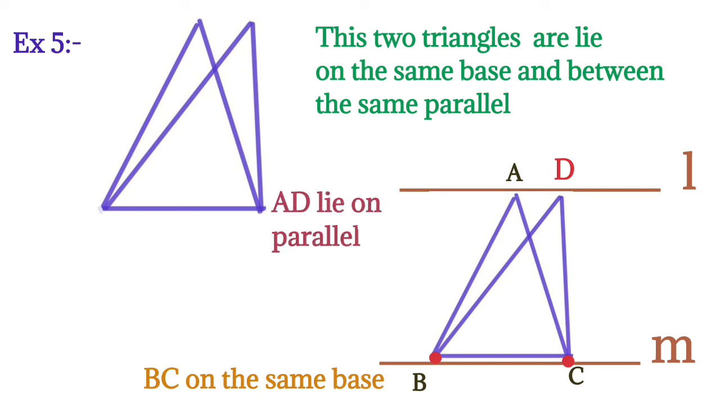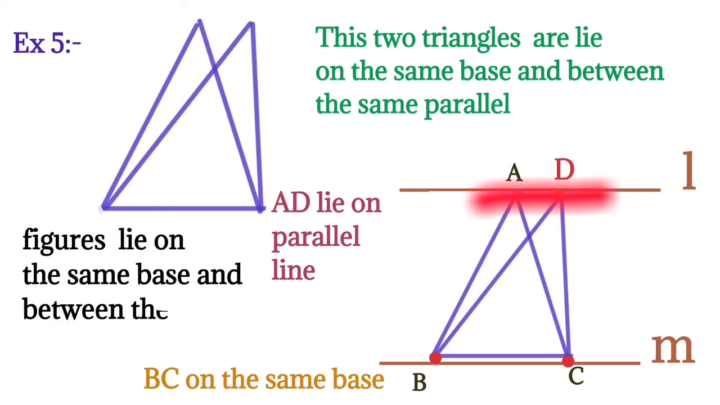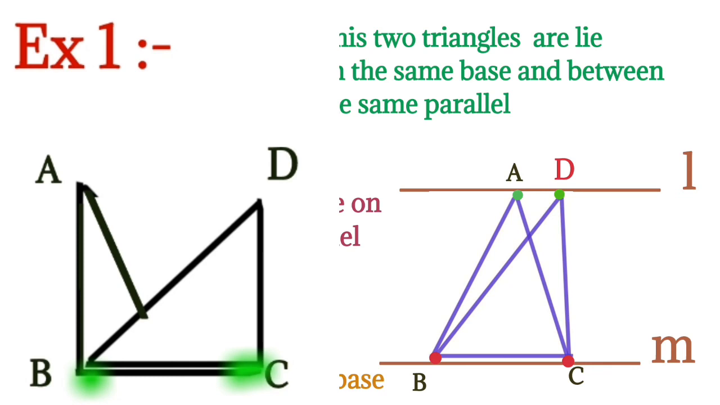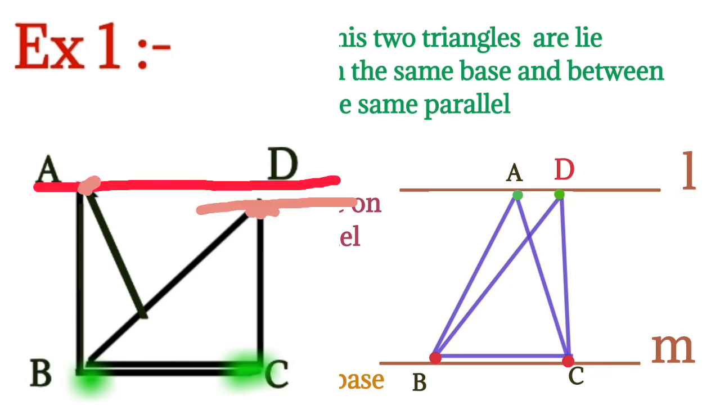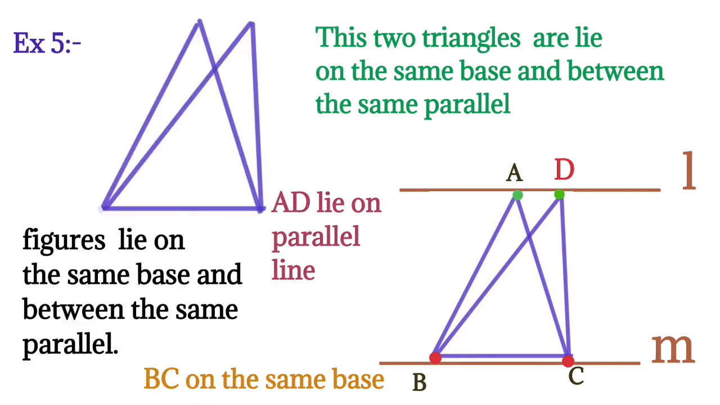Once you compare this fifth example with the first example, in the fifth example the upper points A and D lie on the same line, that is L. But in the first example, A and D are not touching the same line. So for the fifth example, we can say these two figures lie on the same base and between the same parallel.